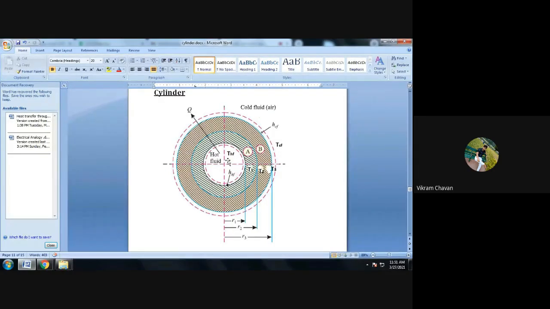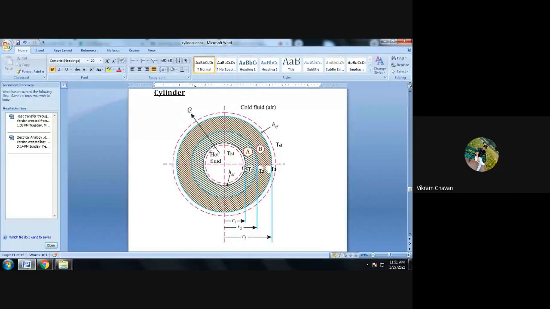The hot fluid is flowing, having a temperature T suffix HF greater than the internal surface temperature of A cylinder. So THF is greater than T1, so we can say that the hot fluid will transfer the heat to the internal surface of A cylinder. Now heat is transferring from fluid to the surface, so that heat transfer will be considered as convection heat transfer.